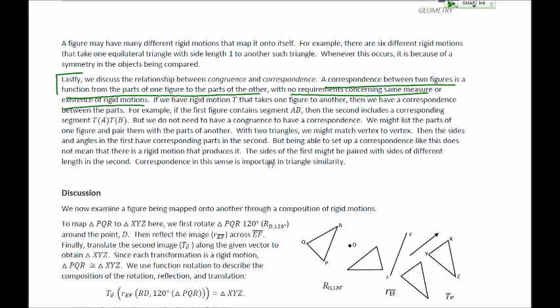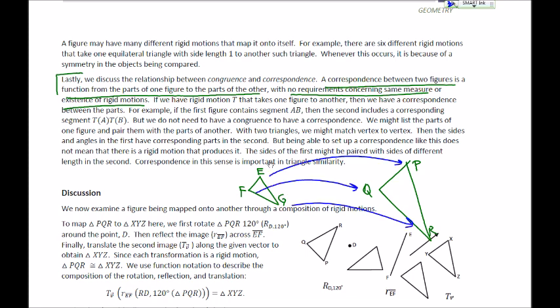So for example, you could have a triangle down here that I'll call EFG, and a triangle over here that's much bigger that I'll call PQR, and I could set up a correspondence between point E and P, F and Q, G and R. Even though they're not congruent, I can set up a correspondence between them. And that's what the idea of correspondence means. It's a mapping from one point to a corresponding part in the other triangle.